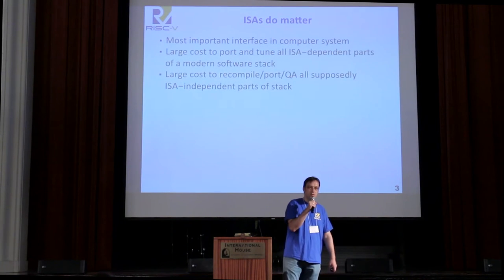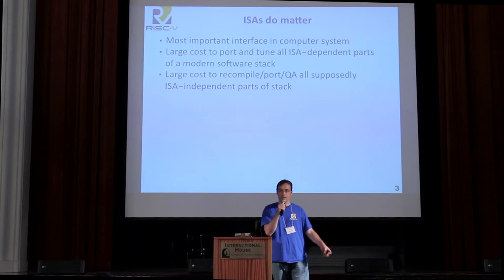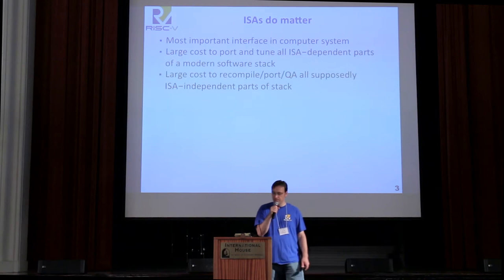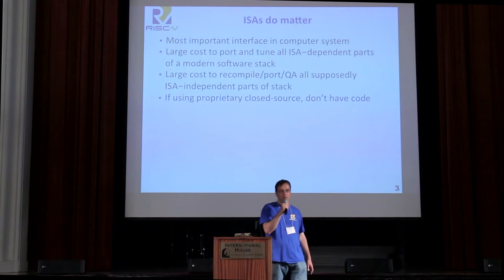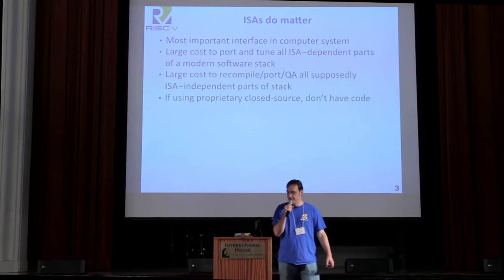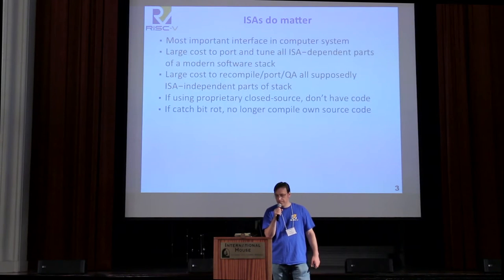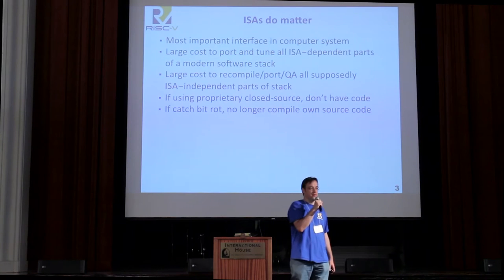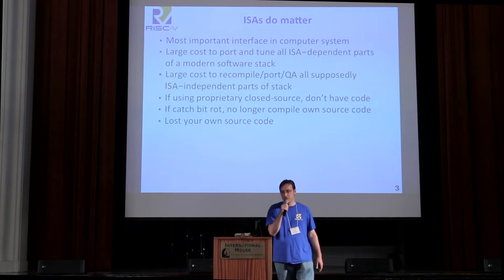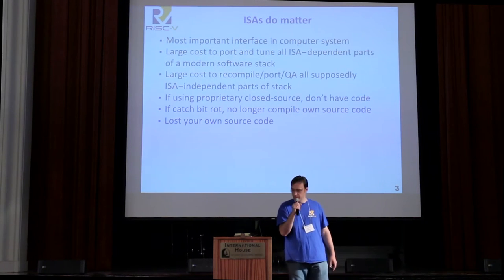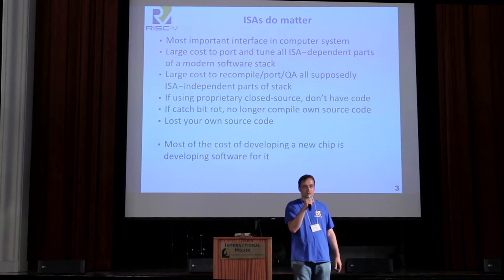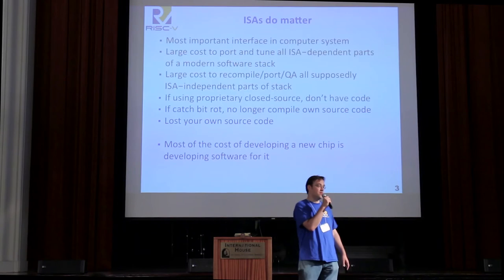Some of the reasons are there are quirks in languages. There are also bugs, and so you're actually compatible with the bugs in the old ISA's toolchain, for example. So there's a large cost there. Another thing is this all assumes you have the code, and if you're using off-the-shelf closed source, then you may not have the code available. And even if it is your own code, you may have forgotten how to recompile it, which is pretty common as well. Your toolchain got a bit of rot, or you just lost your own source code. This happens pretty frequently in companies also. This is kind of a worry because most of the cost of developing a new chip is developing all the software for it.